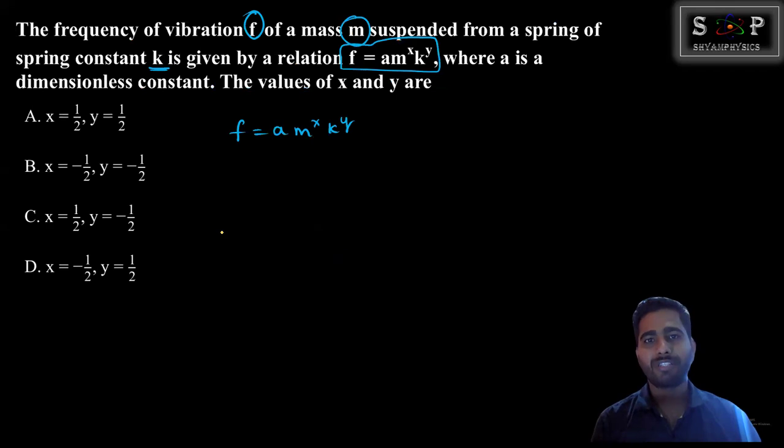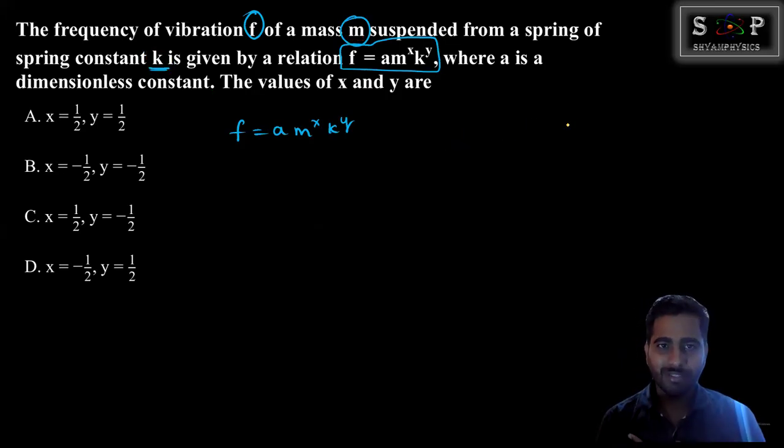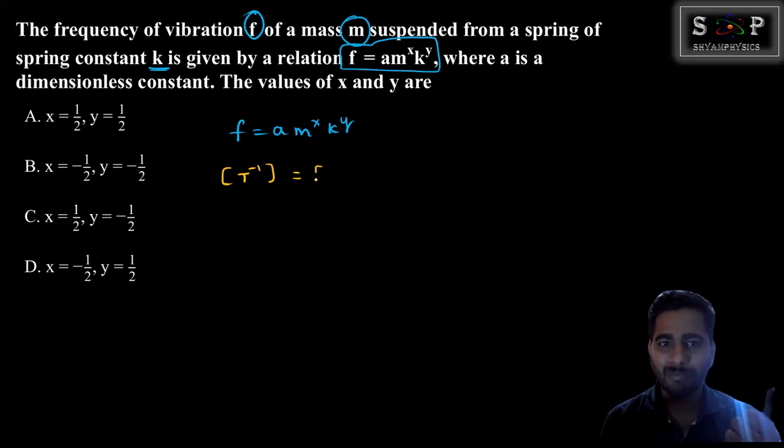Next, in a similar way, look at this one also. Here, the frequency of vibration is f of a mass m suspended from a spring. The spring constant is k. It is given by the relation f is equal to a m to the power x k to the power y, where a is a dimensionless constant. The values of x and y they are asking. Basically frequency, so we can write here T to the power minus 1. A is a dimensionless constant, m stands for mass, m to the power x, k stands for what they gave? Spring constant.